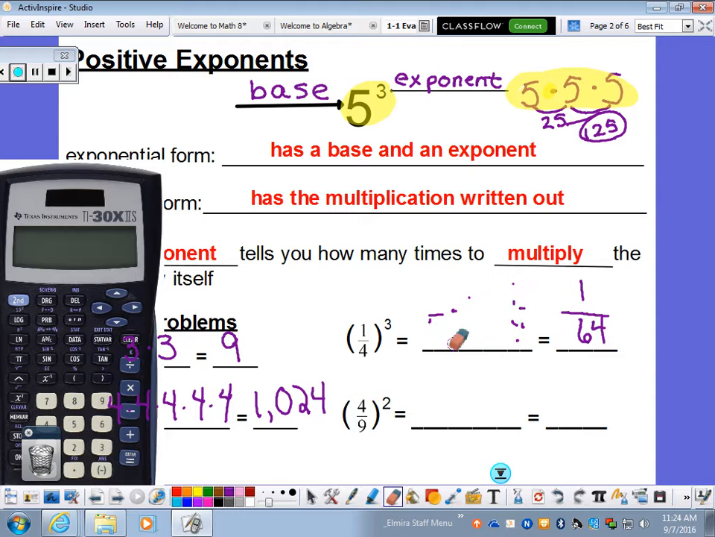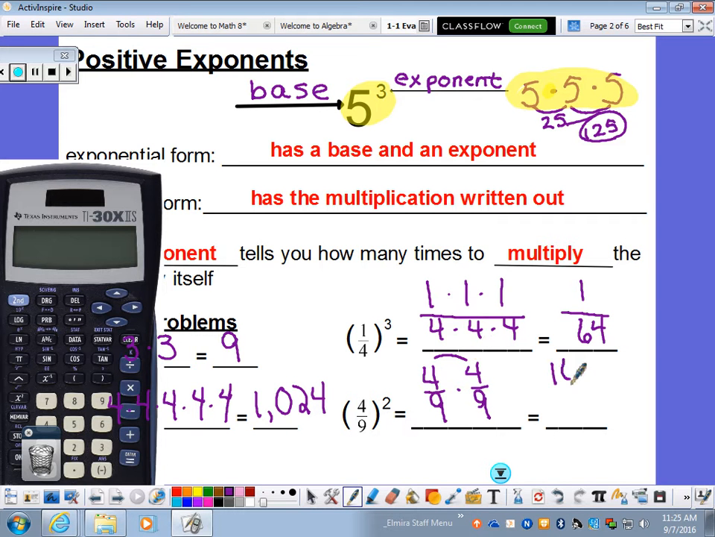Another possibility, and you'll get the same answer either way, is one long fraction bar, 1 times 1 times 1 over 4 times 4 times 4. Either way is correct and totally fine. Okay. 4/9 squared. Here again, we can write it as 2 fractions, 4/9 times 4/9, and when you're multiplying, it's 4 times 4 on top is 16, and 9 times 9 is 81 on the bottom. Or you can write it out as one big fraction like I did up here.